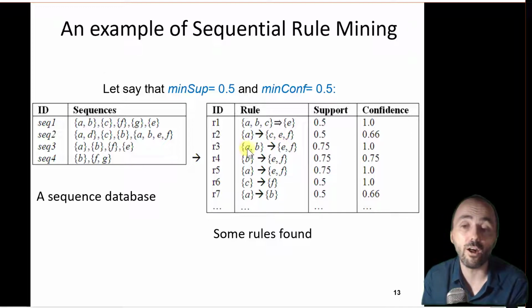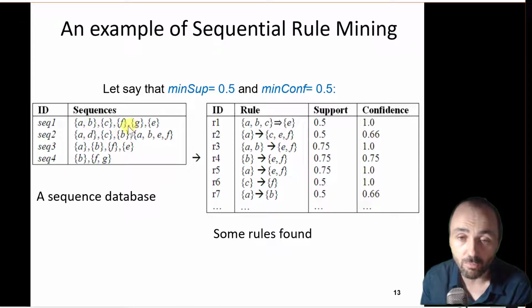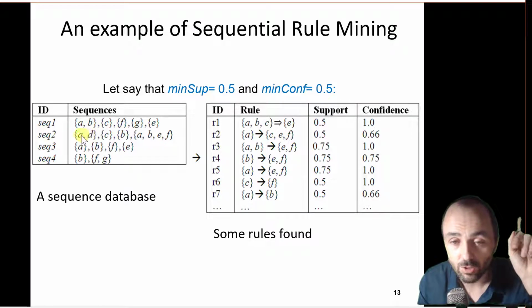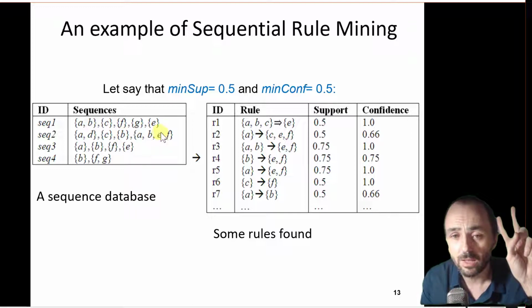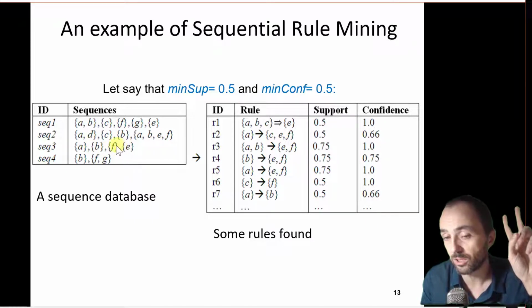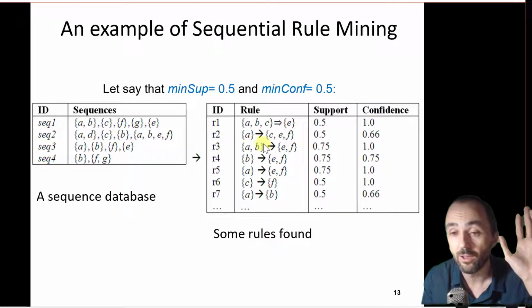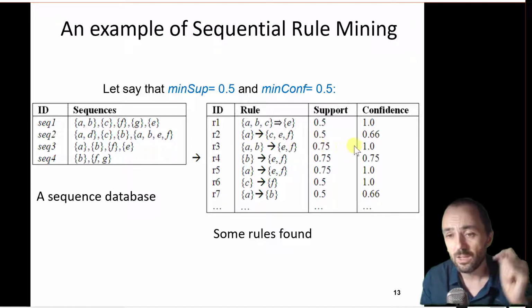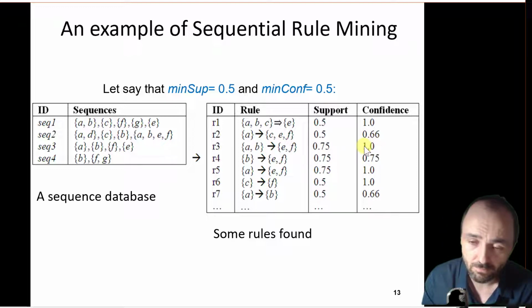So we need to find all the sequences where AB appear before EF. Here we have AB followed by EF, so 1 time. In the second sequence, we have AB followed by EF also, so 2 times. And in the third sequence, we also have AB followed by EF. Inside EF, the order can be any, it doesn't matter. So 3 sequences out of 4, that means 0.75. This is the support.